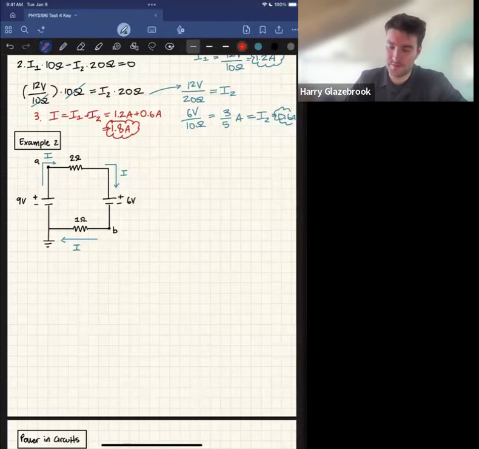Some students get tripped up on this little part here. So this is what's called ground. This is not a node. So current is not splitting here. All this ground sign means is that at this point, potential equals 0. So that's there in a problem just in case.